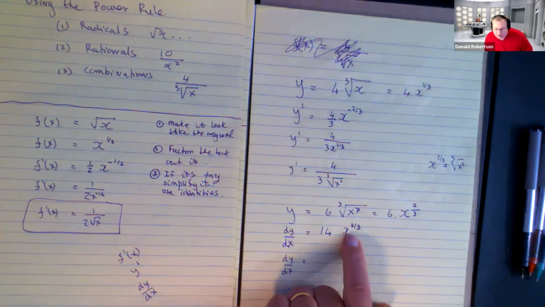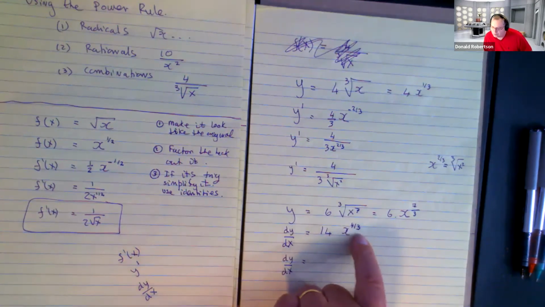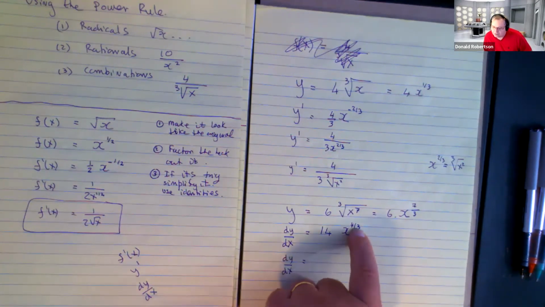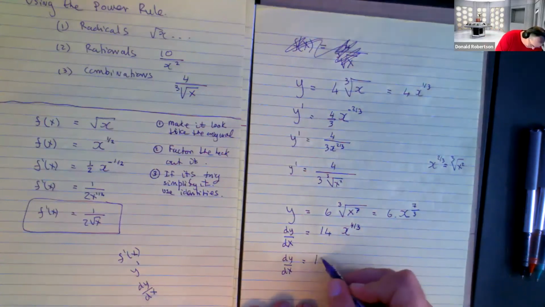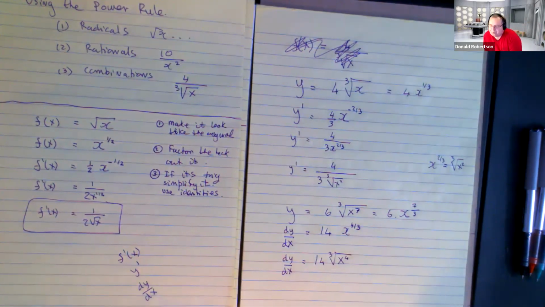Now, since this is a positive power, I don't end up with a fraction, right? It stays where it is. All I need to do is turn 4/3 into the cube root of x to the 4. Are we good? Are you comfortable with radicals, square root, cube roots, and their derivatives?